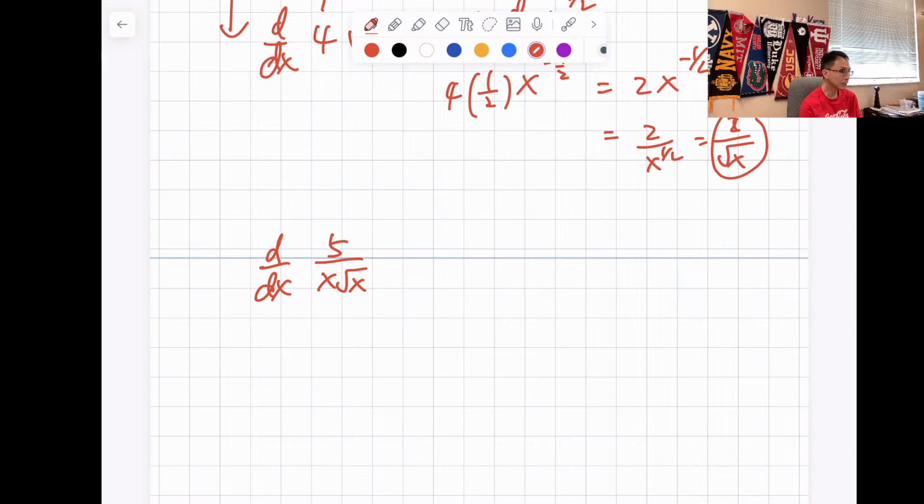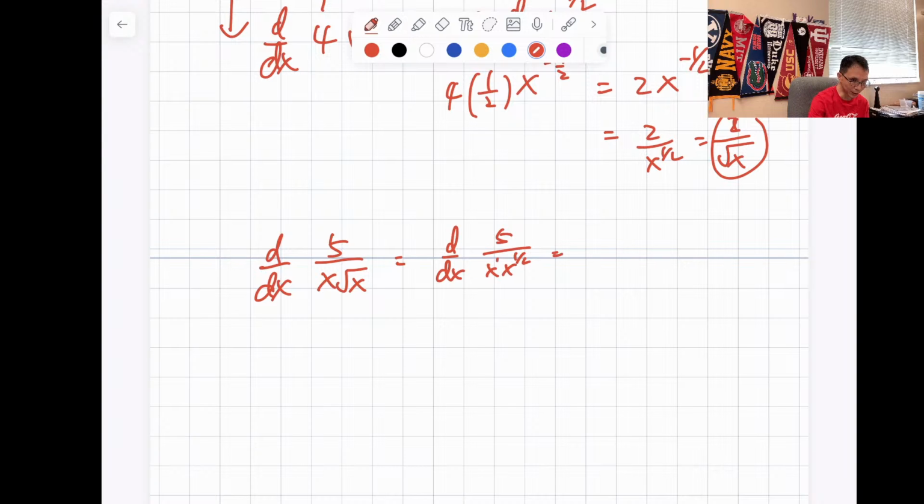Radical x over... never mind. No. Change the square root of x to x to the 1/2. Mariah, what are you saying? Can you change the square root to 1/2 and then combine your x's and bring that to the top? What will be x times x to the 1/2? 3/2. Okay, good. So it'll be 5 over x times x to the 1/2, right?